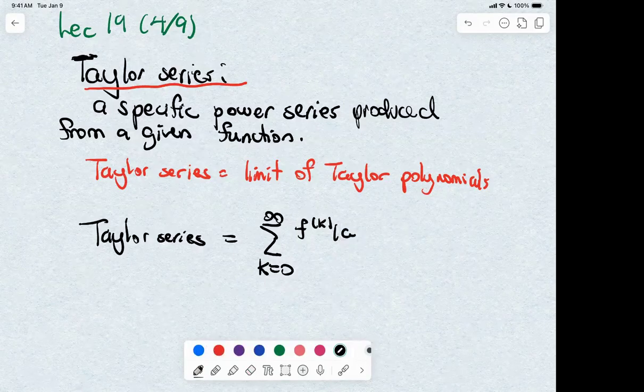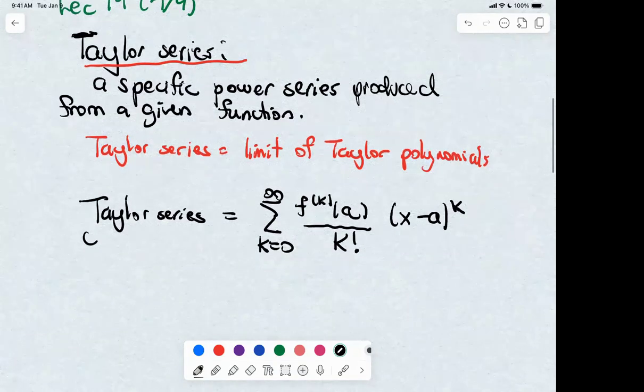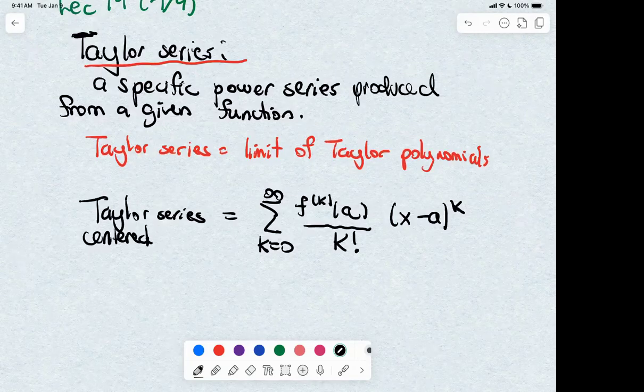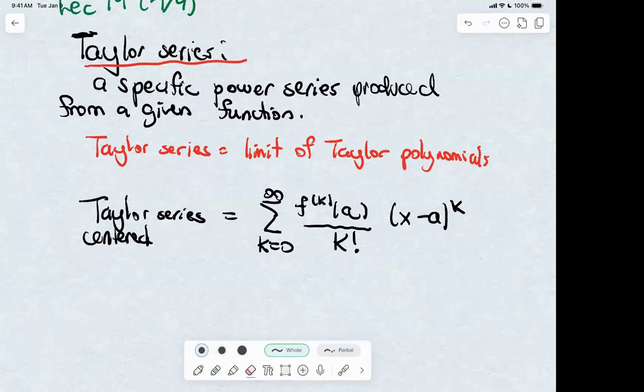okay, so I'm going to write it in full generality where you center it at a number which I'm going to call A. Okay. So I'll call this a Taylor series centered at A. In practice, in most of the examples I care about, A will be 0.